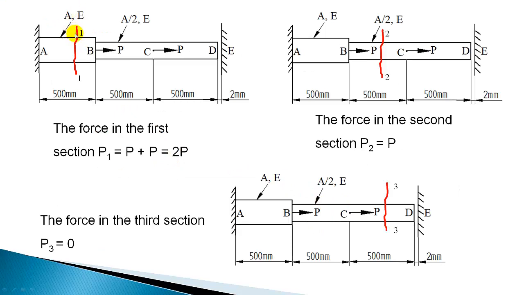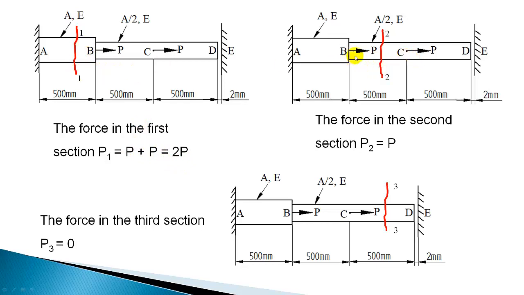Now let us take a section here and calculate the internal force. Here you have a rightward force P, and at C also we have a rightward force P. So P plus P, 2P. So that will be the internal force here.